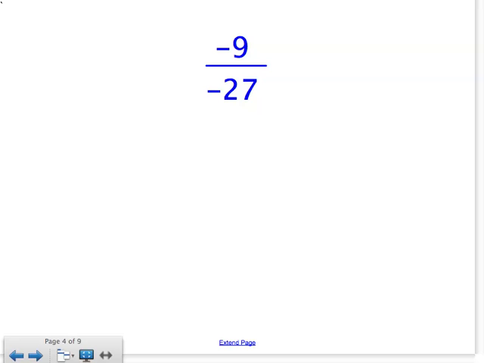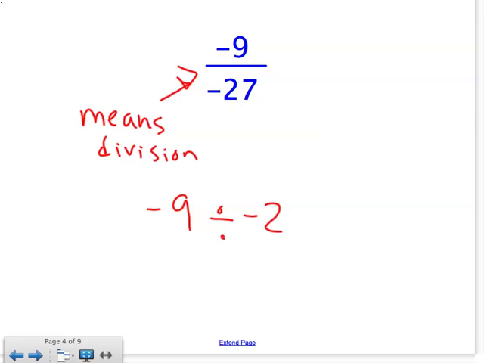Alright, in this case, so this is negative 9 divided by negative 27. Remember, fractions mean division. This fraction bar means division. Some people like to go ahead and write this out like this. I don't really see the point because especially in this case it's going to stay as a fraction. Our numerator is smaller than our denominator. So I would leave it as a fraction. I think fractions are a lot easier to work with than writing out as a long division.